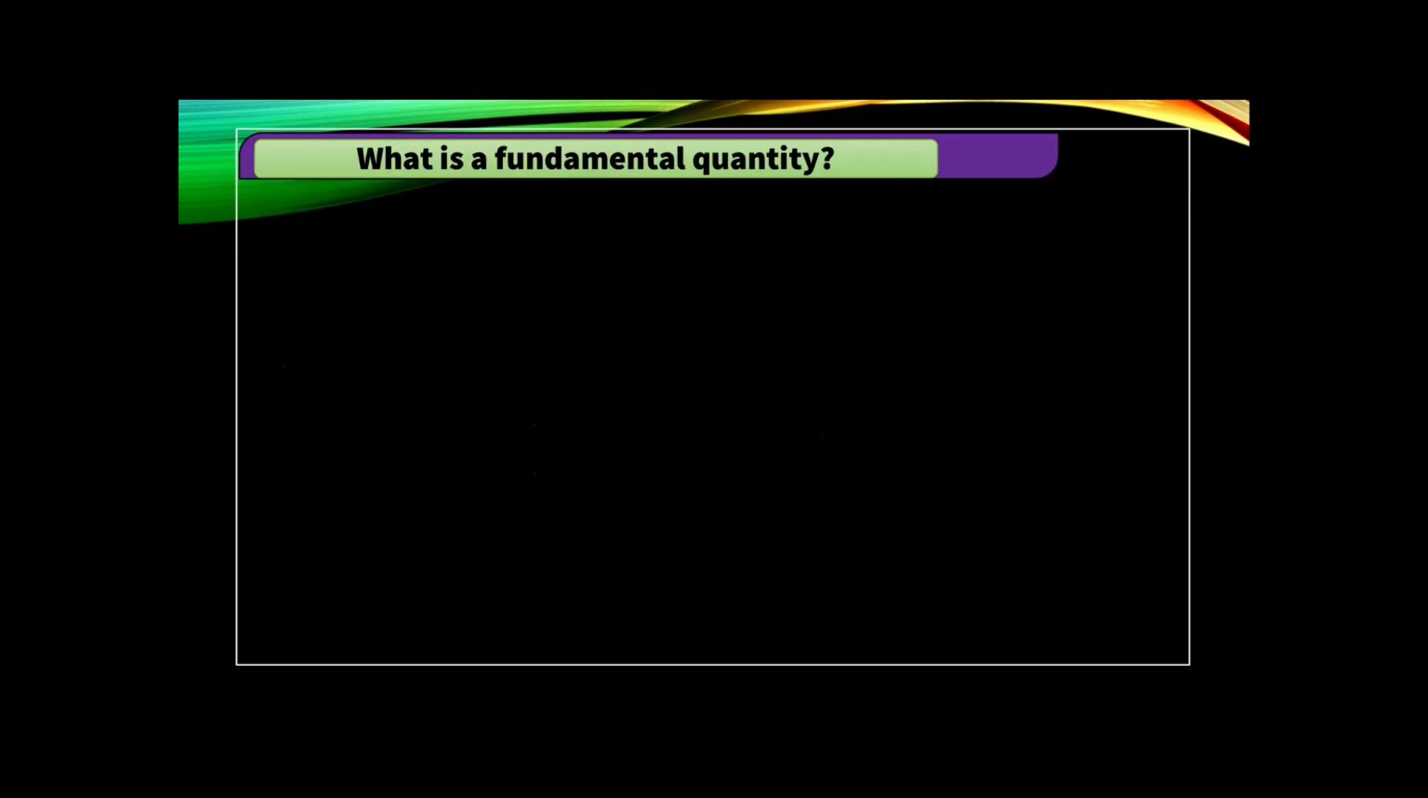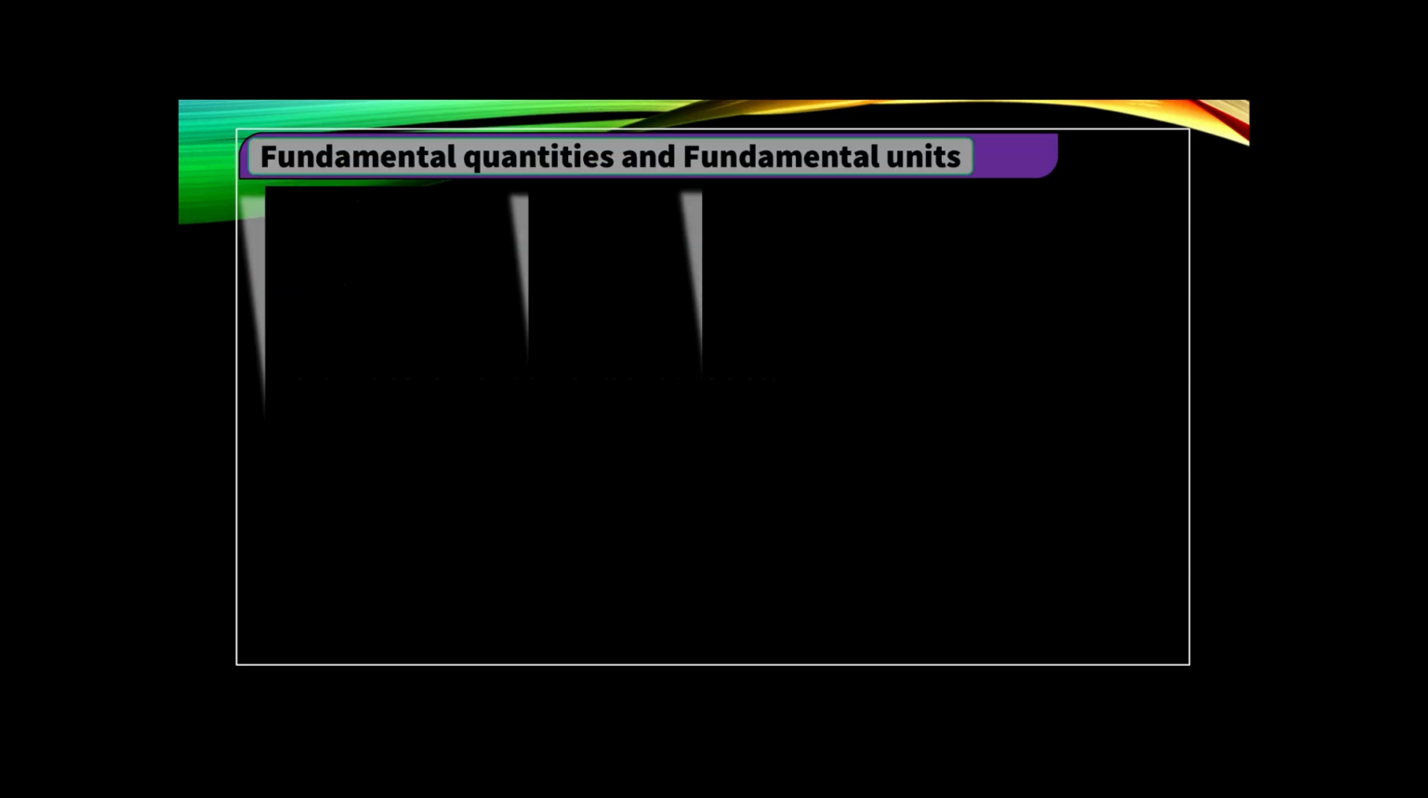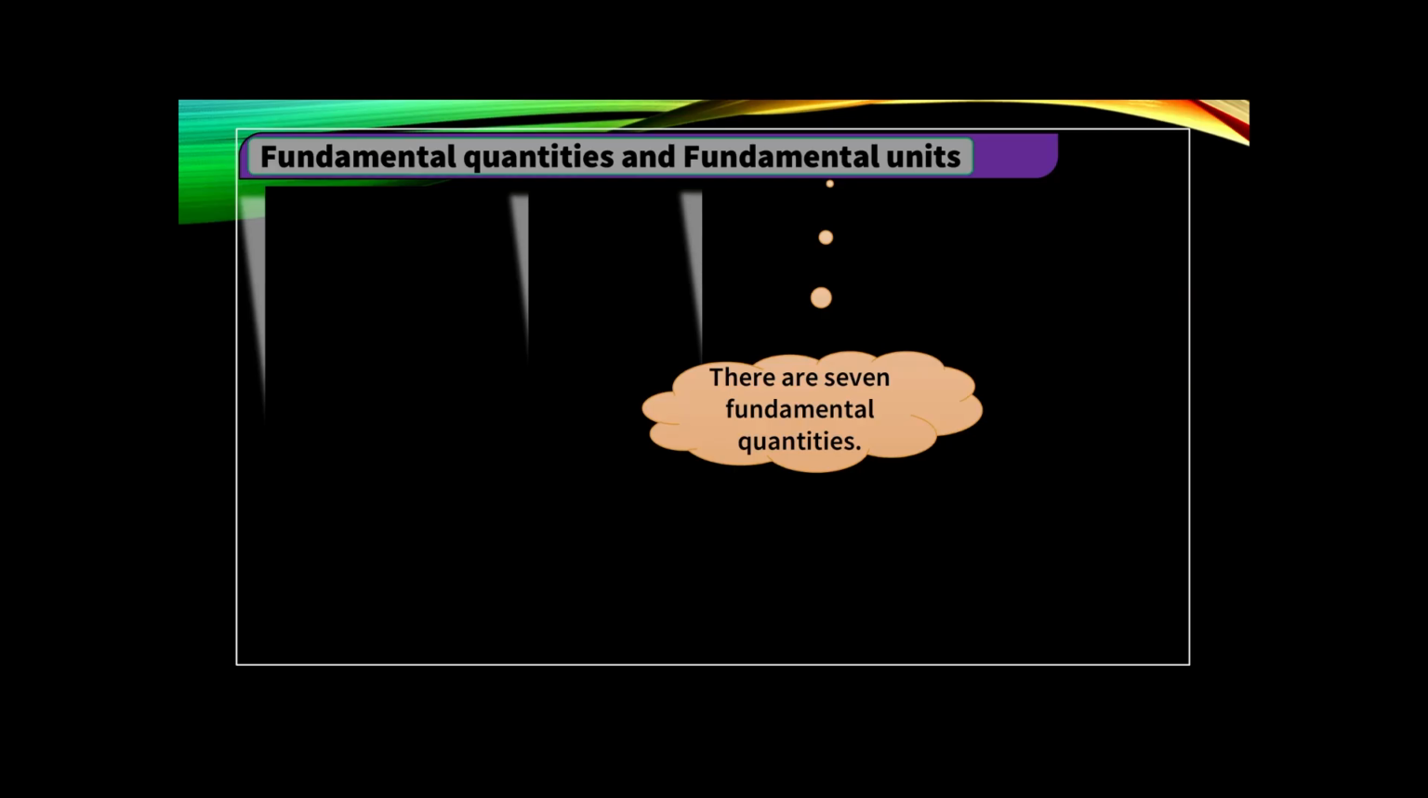Let's see what is a fundamental quantity. Any quantity which doesn't depend on any other physical quantity for its measurement, we call it a fundamental quantity. Any quantity that is purely independent. It doesn't depend on any other quantity. And there are 7 fundamental quantities. Let's see the 7 fundamental quantities.